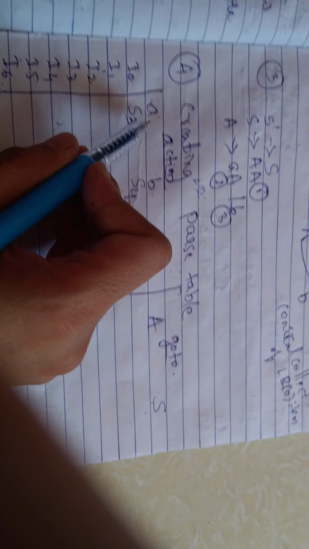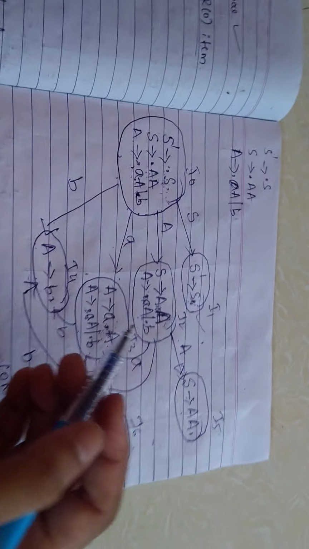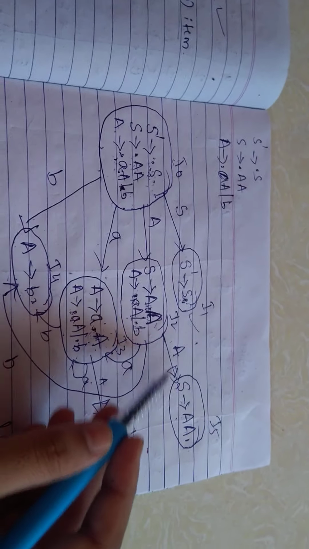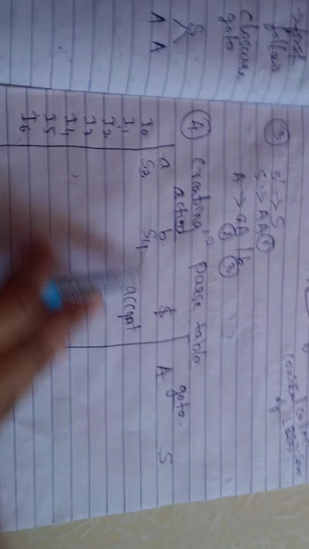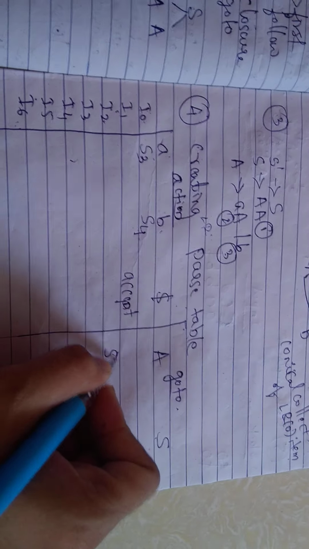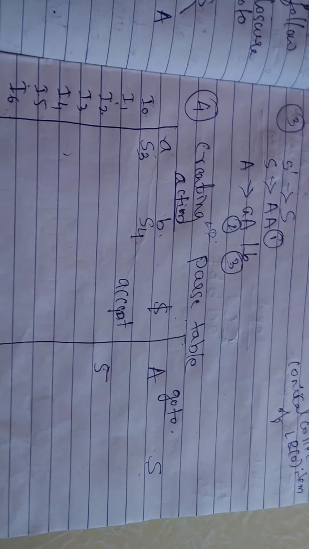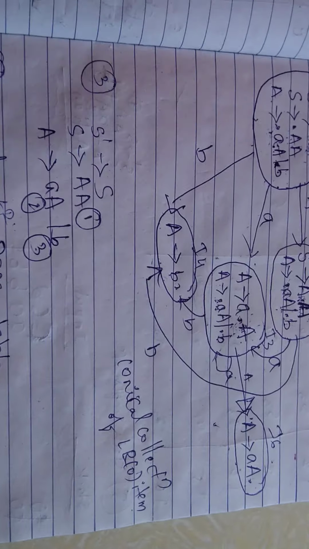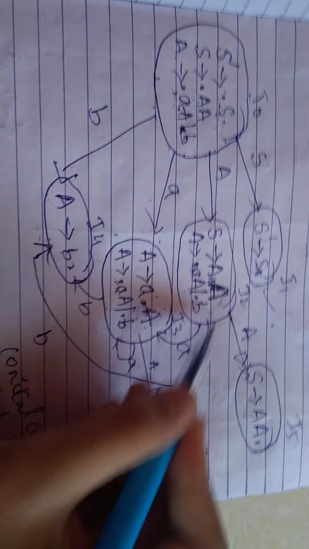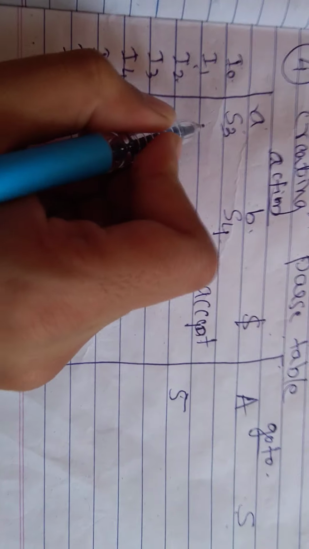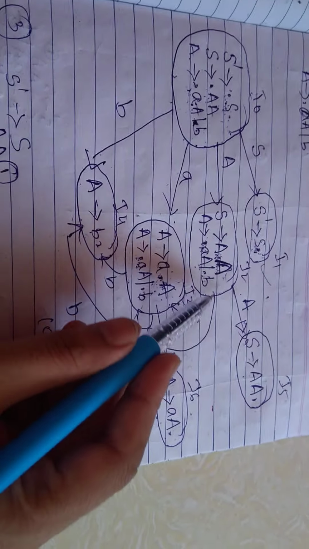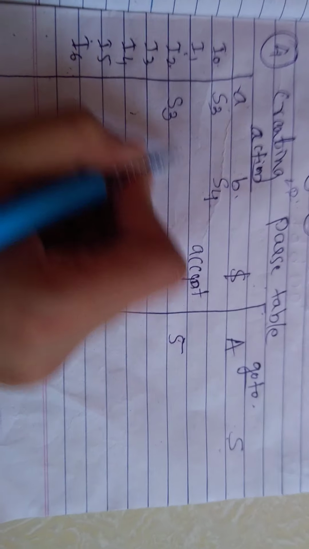Okay, now I2 on capital A. I2 on capital A is nothing but I5, so I will write only 5 over here. Now next, I2 on small a is S3. I2 on small a, I will write as S3. In the same way, I2 on small b, I will write as S4.